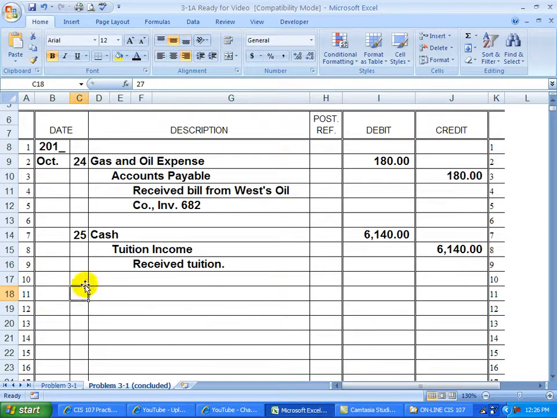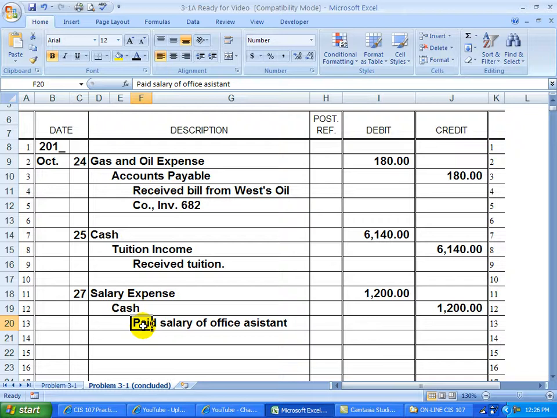We're skipping a line. And on the next one here is on the 27th, where we paid the salary, so we're skipping a line and writing the 27th. And as you look at this one, this is salary expense going up, so that's our debit. We wrote a check, so cash is our credit. And our explanation would have to be the check number, and that we paid an assistant.